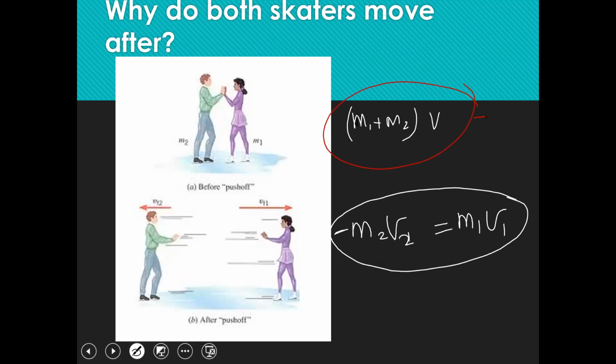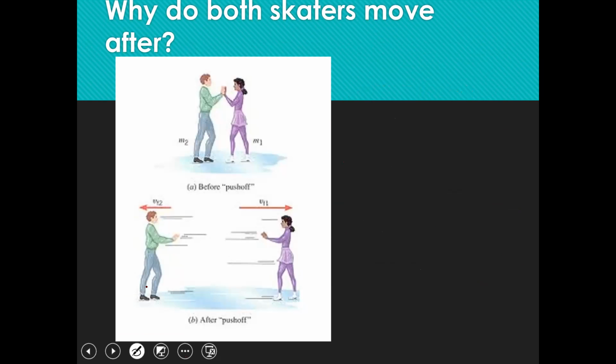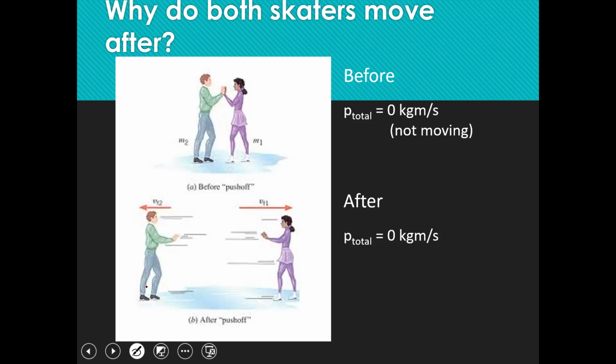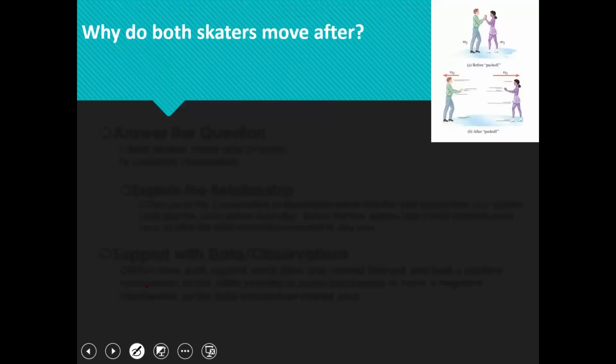They are 0. After the collision, they are also 0. That's why the total momentum before equals the total momentum after, which is the conservation of momentum. Sorry. So before, the momentum is 0 because they are not moving. After, the momentum is also 0. Why? As I told you before.